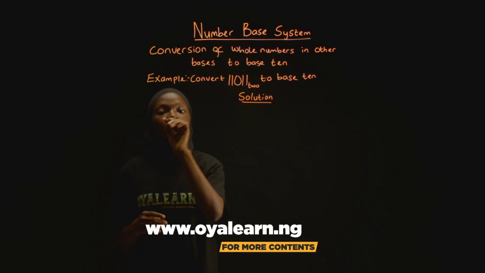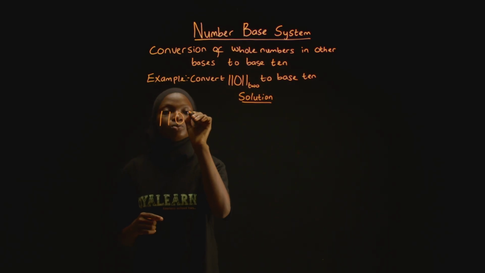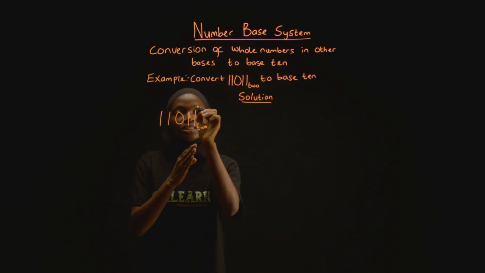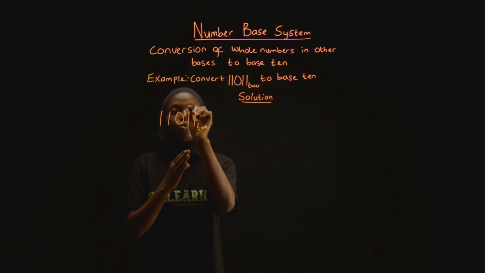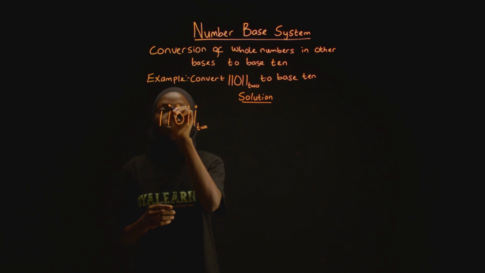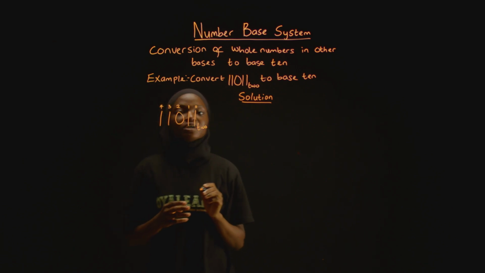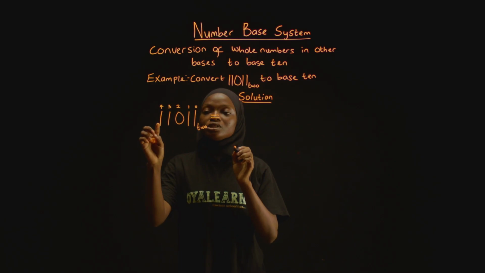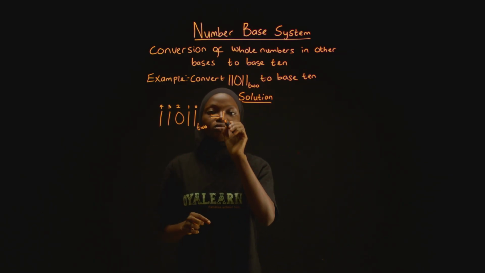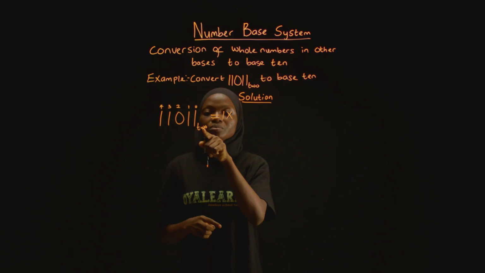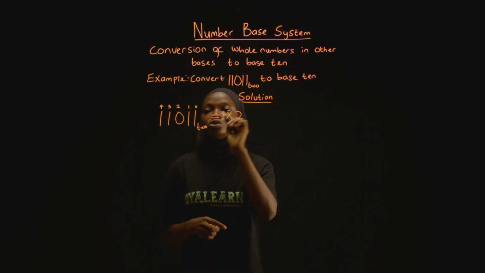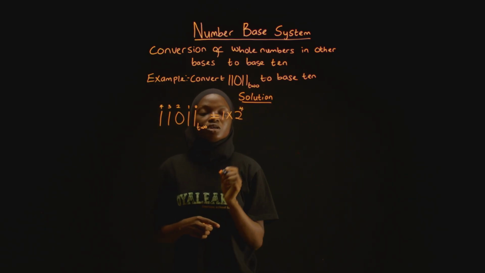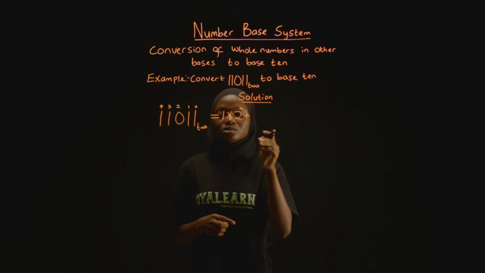That is, we have 1, 1, 0, 1, 1 base 2. Let's start numbering from the back starting from 0. So you have 0, 1, 2, 3, 4. Now after doing that, we write this becomes equal to, you start from the first digit, which we have as 1, multiplied by the base 2, raised to the power of the number we have here for that particular digit, 4. Then we sum it up with the next digit, following the same process.